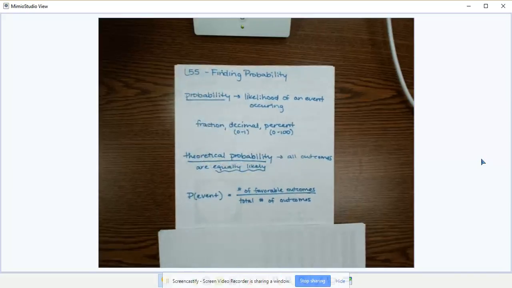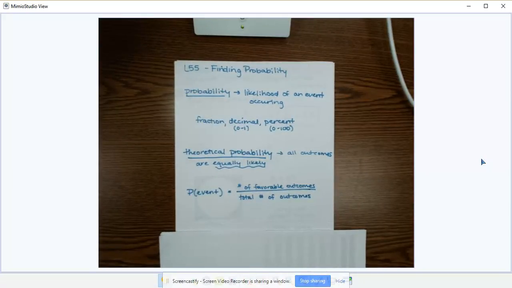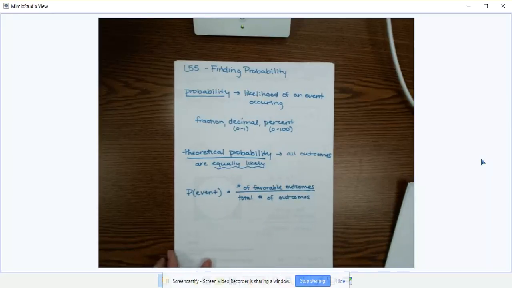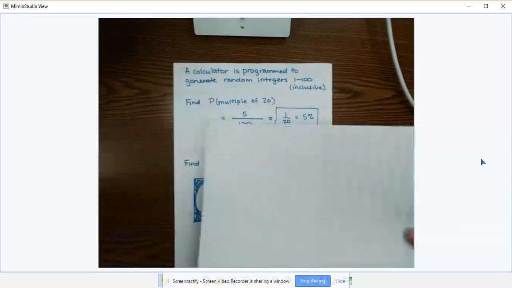Theoretical probability is the type of probability we look at the most. It just means that every single outcome is equally likely. And then this is our notation. So the P stands for probability of a particular event. You would do your number of favorable outcomes, or what you're looking for, over your total number of outcomes. Theoretical probability of things we deal with a lot in math are like flipping a coin or rolling a dice. So those are examples of that.